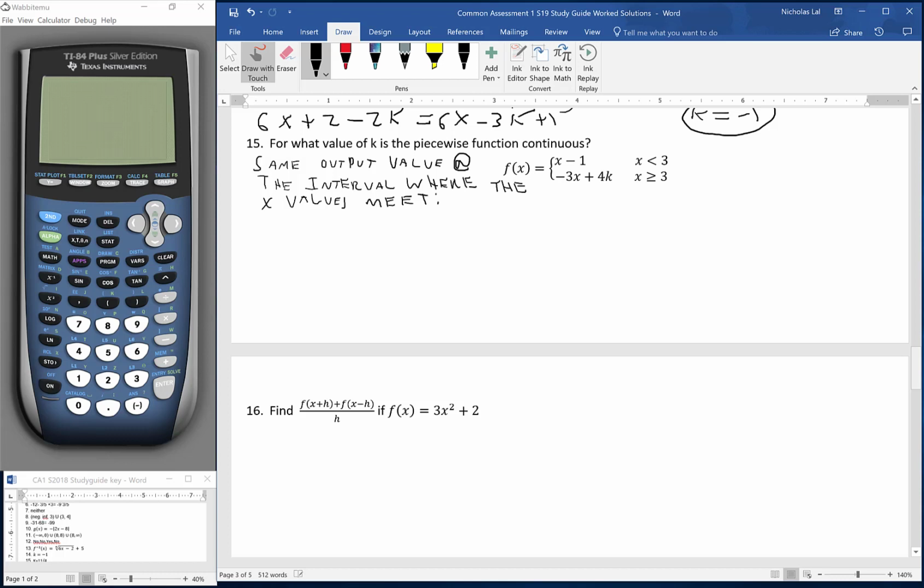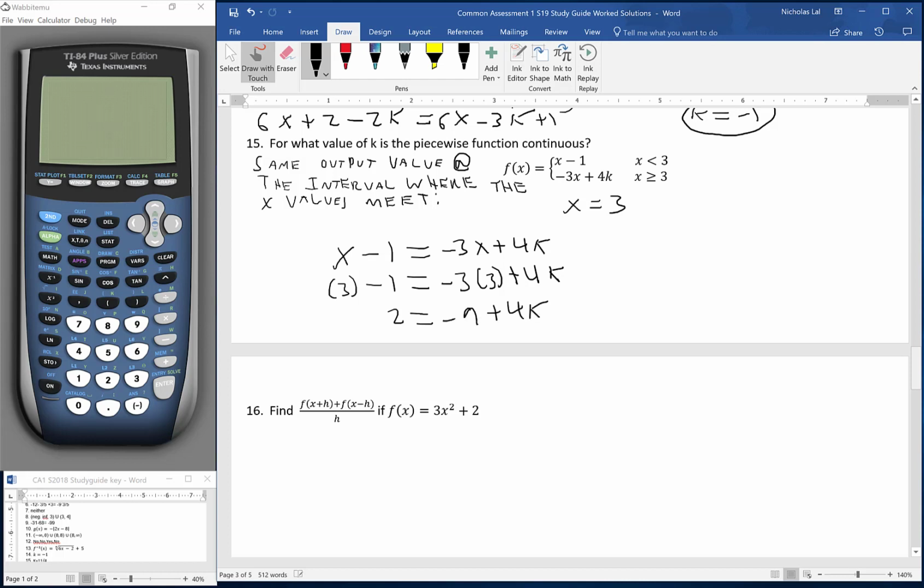What's going on in actuality is that you just have x minus 1 has to be equal to negative 3x plus 4k when x is equal to 3. So if x is equal to 3, I will have 3 minus 1 is equal to negative 3 times 3 plus 4k. That's going to be 2 is equal to negative 3 times 3, that's negative 9 plus 4k.